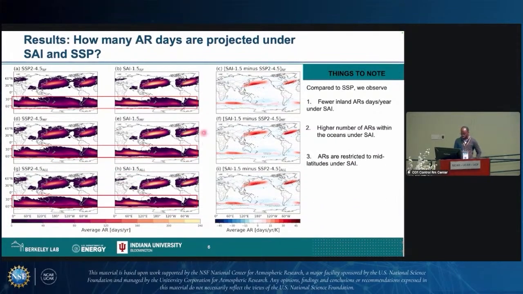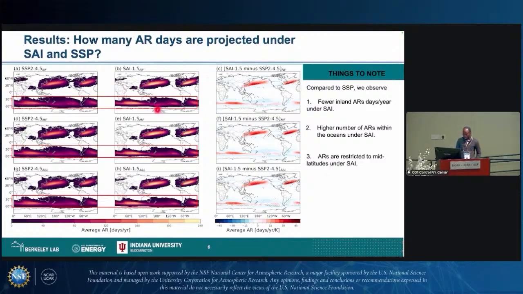Also, we look at the latitudinal extent of atmospheric rivers, and we see that under SAI we have more ARs restricted to the mid-latitude as opposed to under SSP. So this means that under SAI we would expect that most ARs will be region-focused, that is more in the mid-latitude. And this is quite interesting.